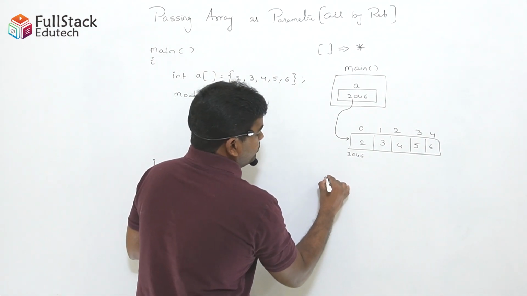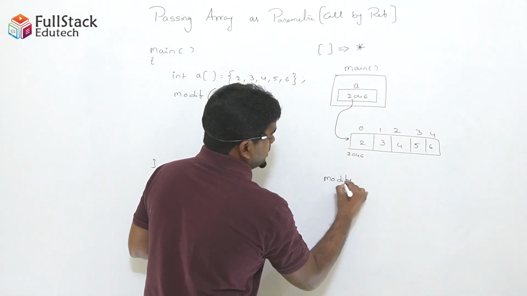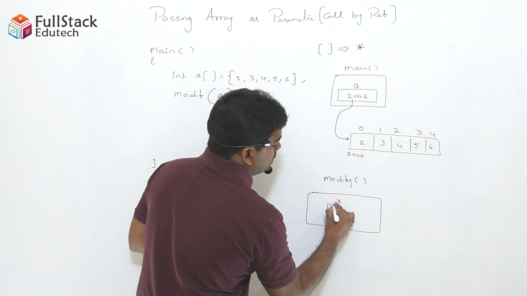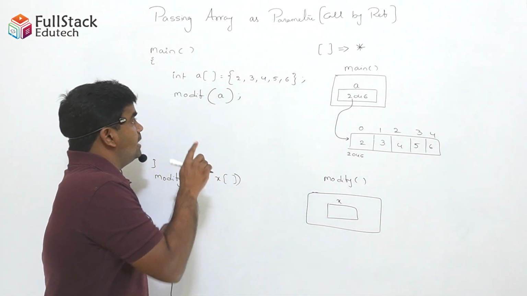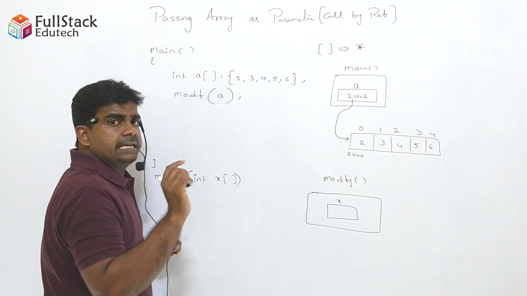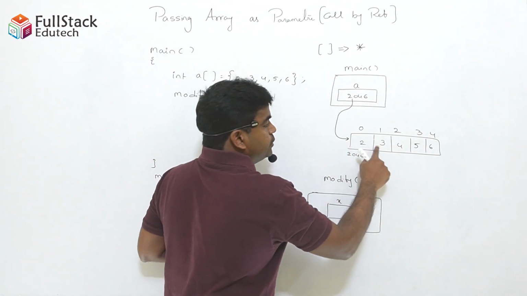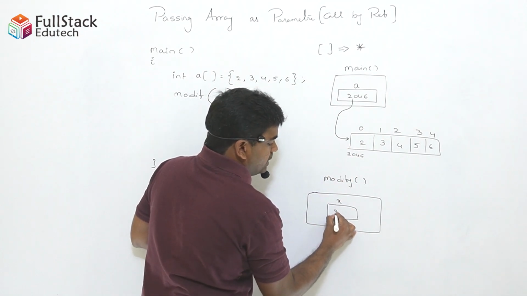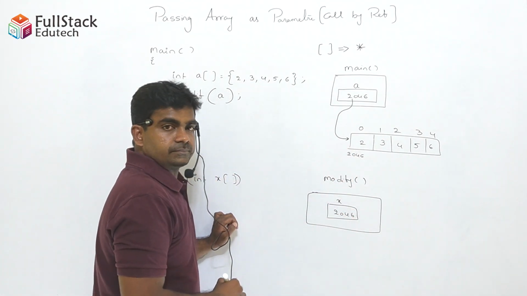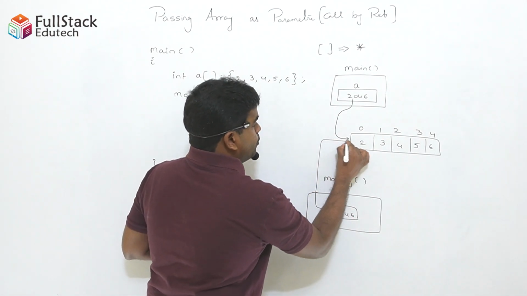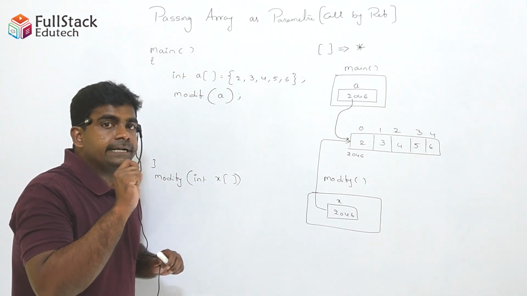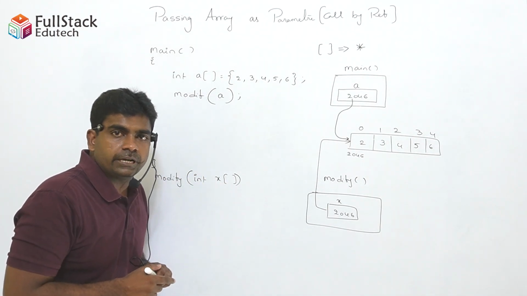So modify also will get memory. In that function, X holds an address, because we are passing A, and A is the array. Values will not be copied; only the address will come and be stored into this one. Then this is pointing to this one. Both are pointing to the same memory location only.